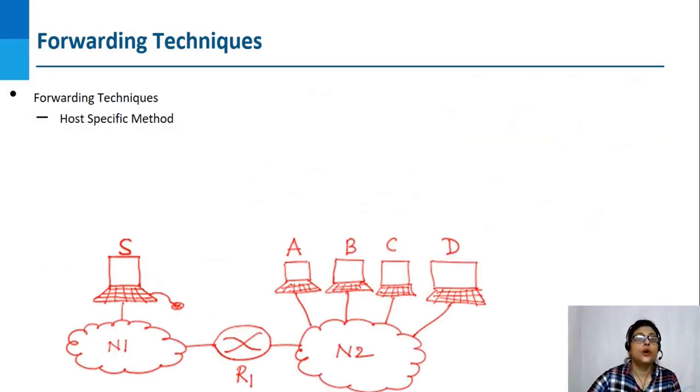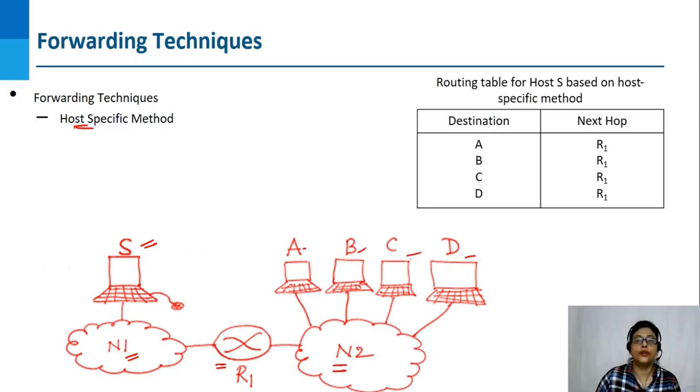Let us now look at the host specific method. In the host specific method, as before, we have the source node S connected to network N1. This network N1 is then connected to router R1. Router R1 in turn is connected to network N2, and in network N2 there are several hosts like A, B, C and D. Let's look at the routing table.